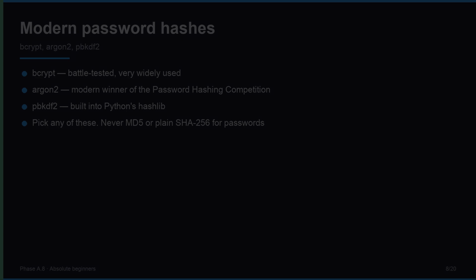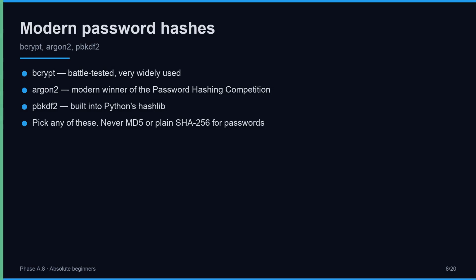Three algorithms dominate modern password hashing. Bcrypt is the battle-tested veteran, widely supported across every language. Argon2 is the modern winner of the password hashing competition, the strongest choice when you have the library available. PBKDF2_HMAC is the safe built-in shipped with Python's hashlib, no extra install needed. Any of these is fine. What is not fine is plain SHA-256 or MD5 for passwords. They are too fast.